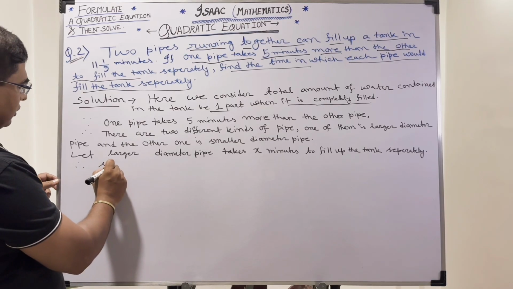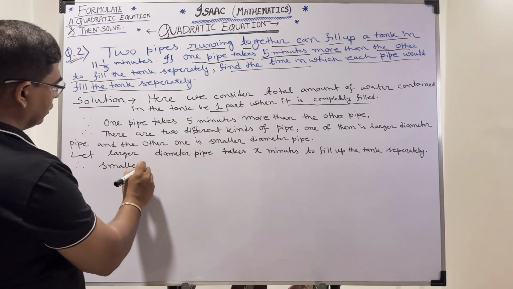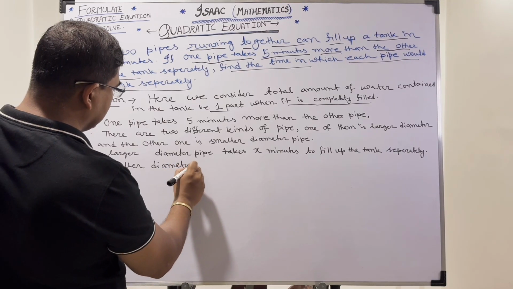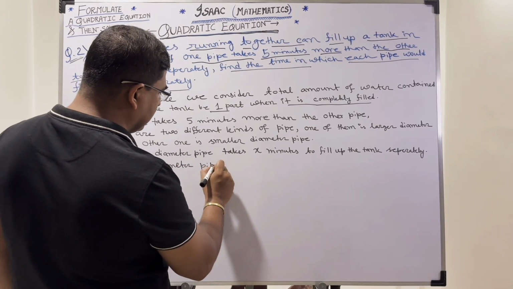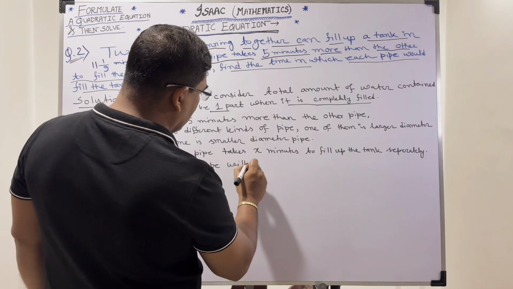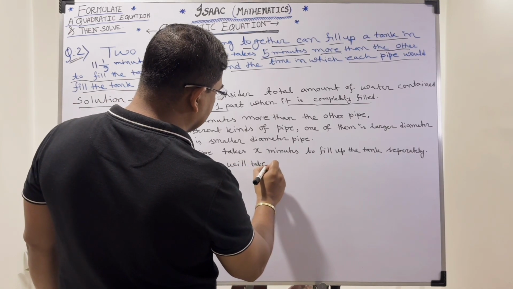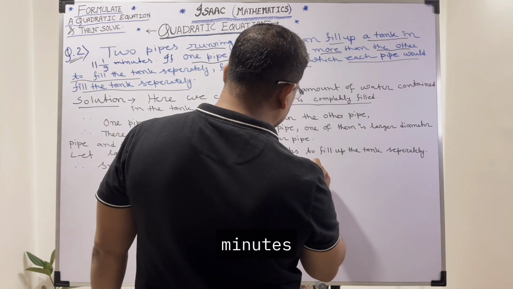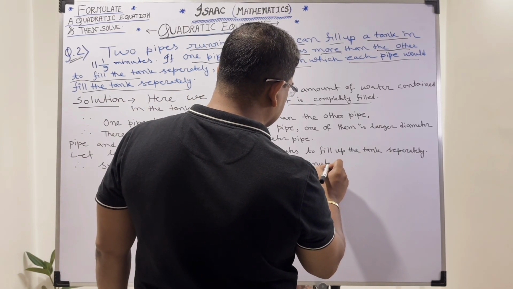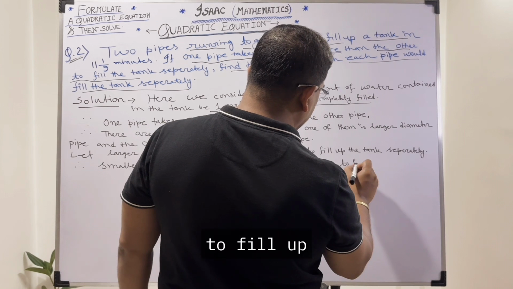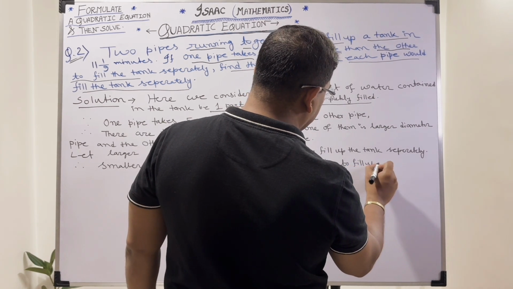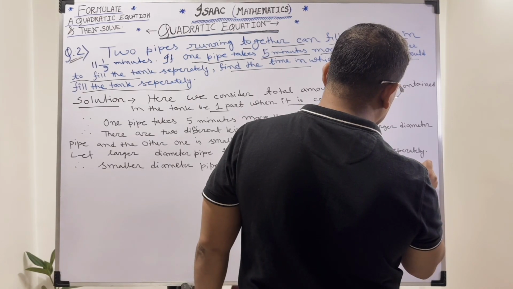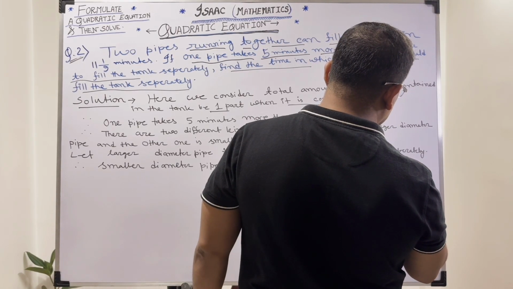Therefore, the smaller diameter pipe will take x plus 5 minutes to fill up the tank separately.